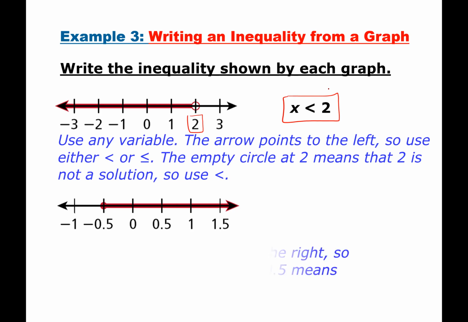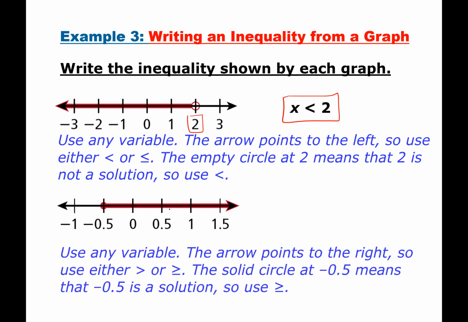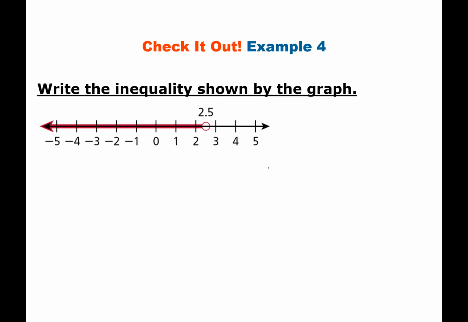Okay. The next part, we will use any variable. The arrow is pointing to the right, therefore I would use greater or greater than or equal to. There is a circle and it is colored, therefore I should use the equal to, which means that x is greater than or equal to negative 0.5. Okay, pause the video and try this out.